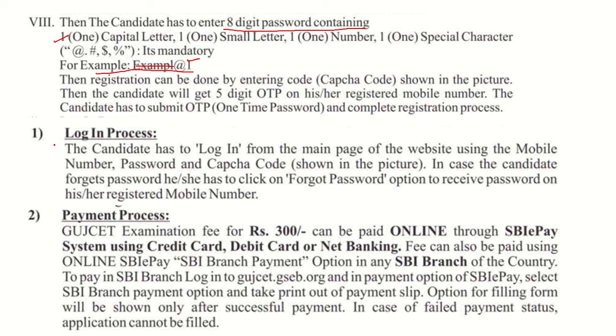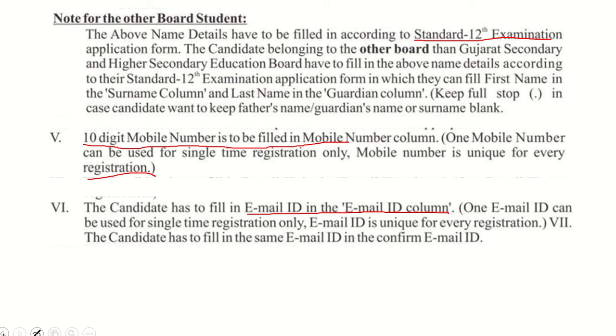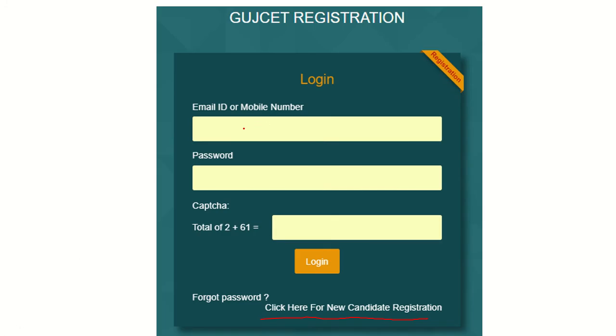Now what is the process of login after registering yourself? To log in to your account, you have to mention the mobile number or email id and password. If you have forgotten your password, then you have to click on the forgot password link to receive the password on the registered mobile number. I will share the screen once again. So here you will be able to log in by entering the email id or mobile number, that should be the registered email id and mobile number. Then mention the password here, and then enter the captcha code and click on the login button, and this is the link to retrieve your password if you have forgotten it.